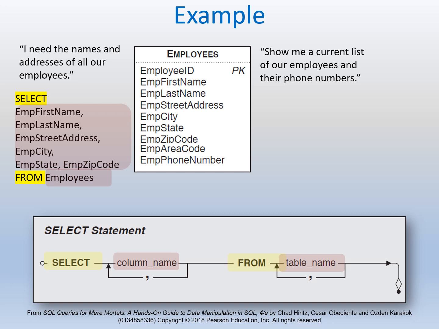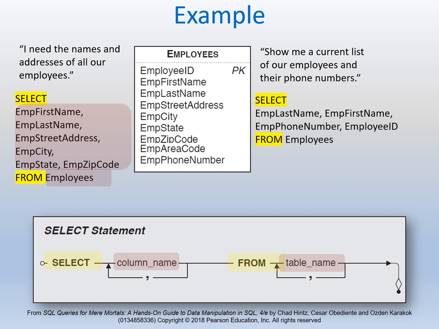Another query could satisfy the request, show me a current list of our employees and their phone numbers. The select statement could be select employee last name, employee first name, employee phone number, and employee ID from the employees table. Notice we took the liberty of satisfying the request for a list of all employees by specifying employee last name and first name and employee ID with the employee number.